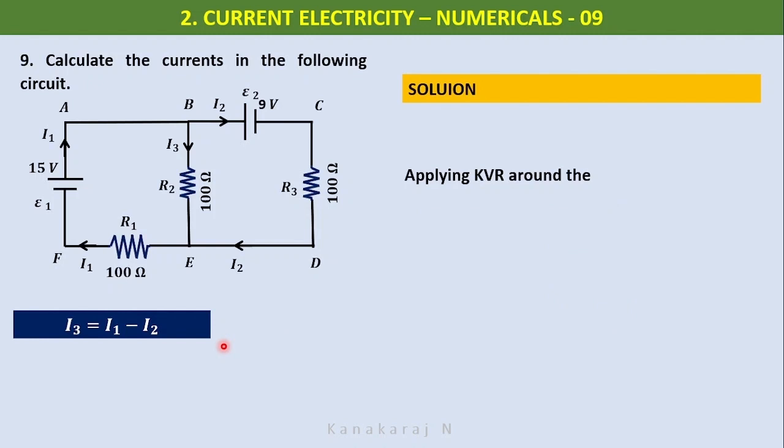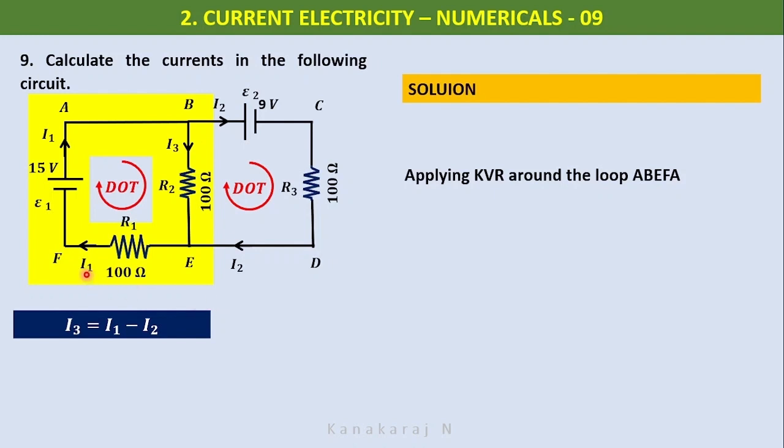Now, applying KVR around the loop A, B, E, F, A. Let us draw a yellow path. In this yellow path, let us consider the direction of traversal to be clockwise. The same has to be followed in other loops too. The clockwise direction is the direction of traversal.